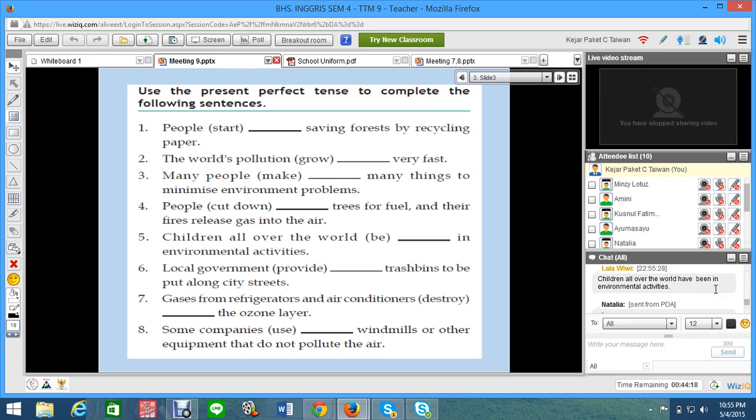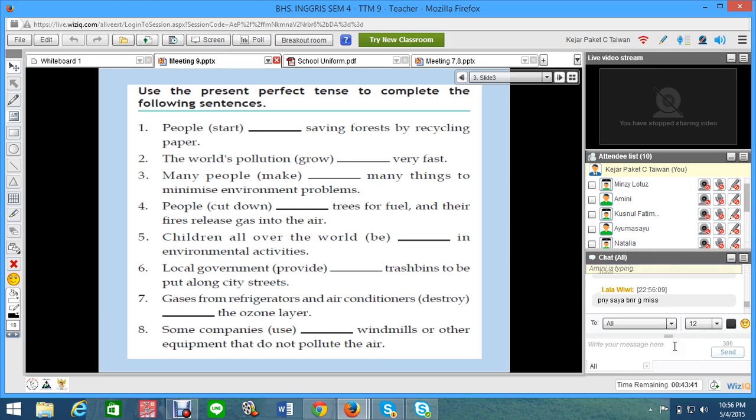Benar Mbak Lala, benar. Children all over the world have been. Pakai have been ya. Jadi children all over the world have been in environmental activities. Correct. That's good. Punya Mbak Lala udah benar. Now number 6. Local government provide blank blank blank trash bins to be put along city streets.